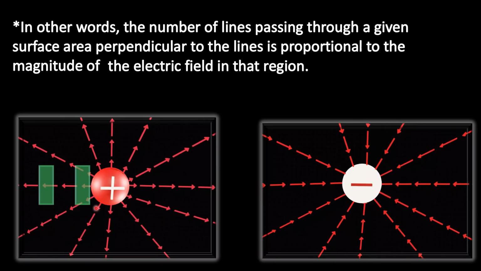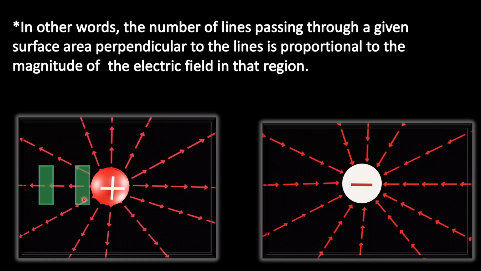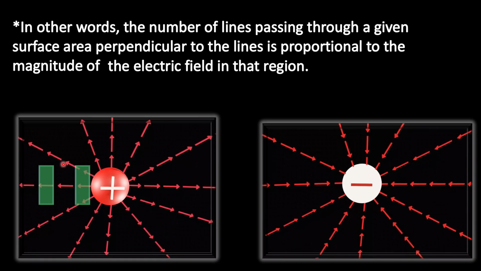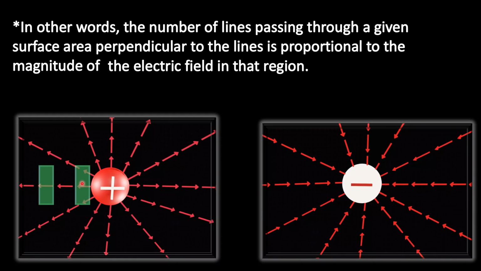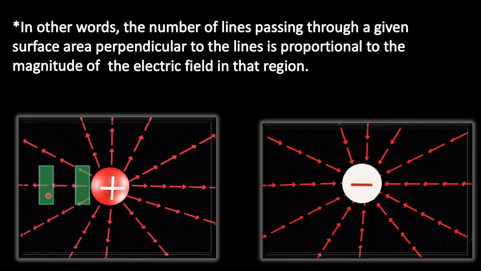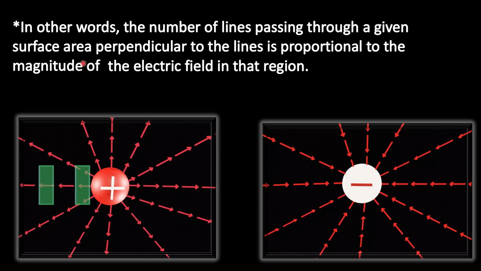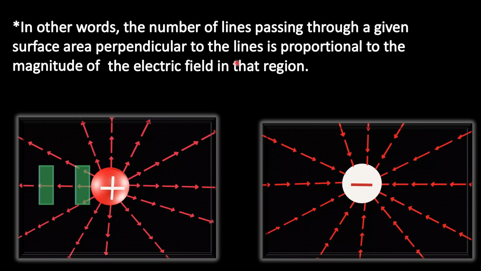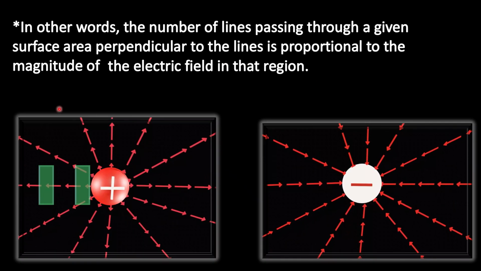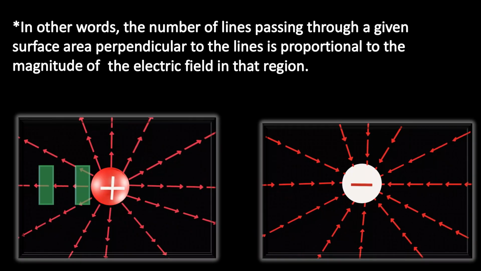Comparing these two areas, here the magnitude of the electric field is high because the number of electric field lines perpendicular to this area is high compared to this area. Therefore, the number of lines passing through a given surface area perpendicular to the lines is proportional to the magnitude of the electric field in that region.